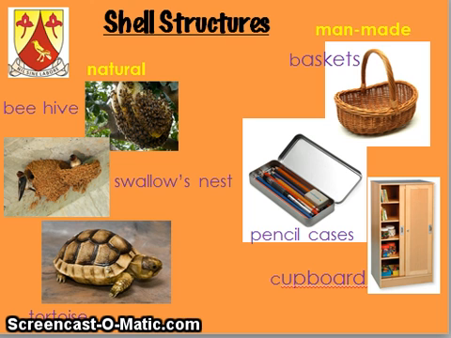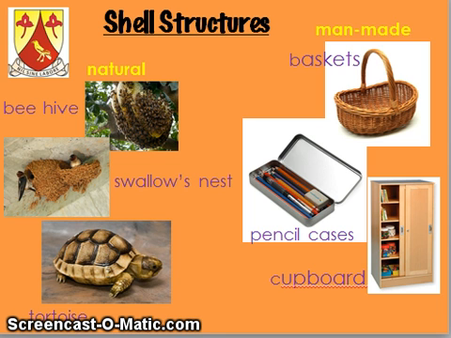Some little animals go and live inside of a shell, but it protects something on the inside. So when you think of shell structures, think of a seashell. Think of the fact that it's hollow and that you can put something inside of it. Okay, some examples: natural shell structures, swallow's nest or bird's nest, a beehive, a tortoise shell. These are all hollow things that something else goes into.